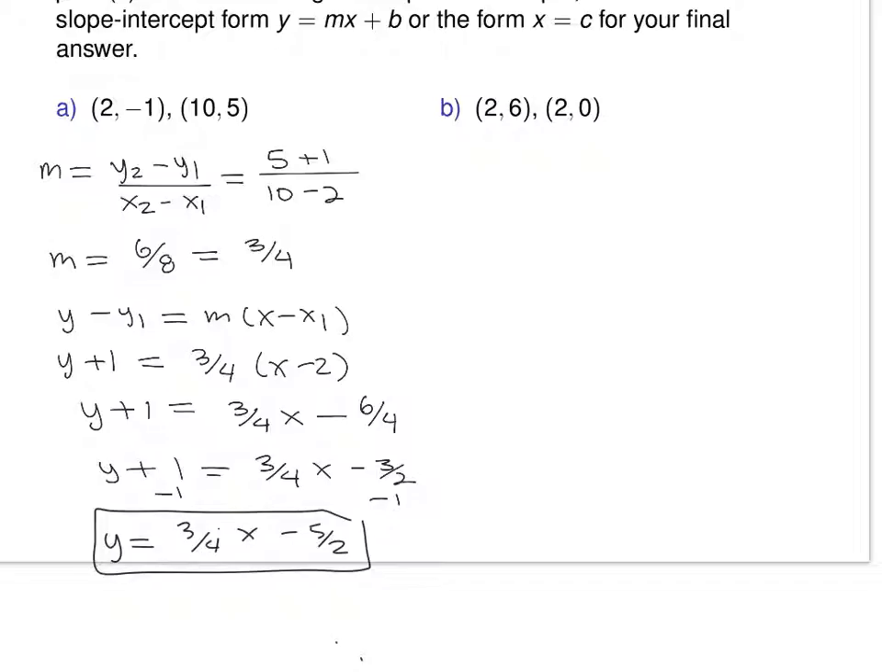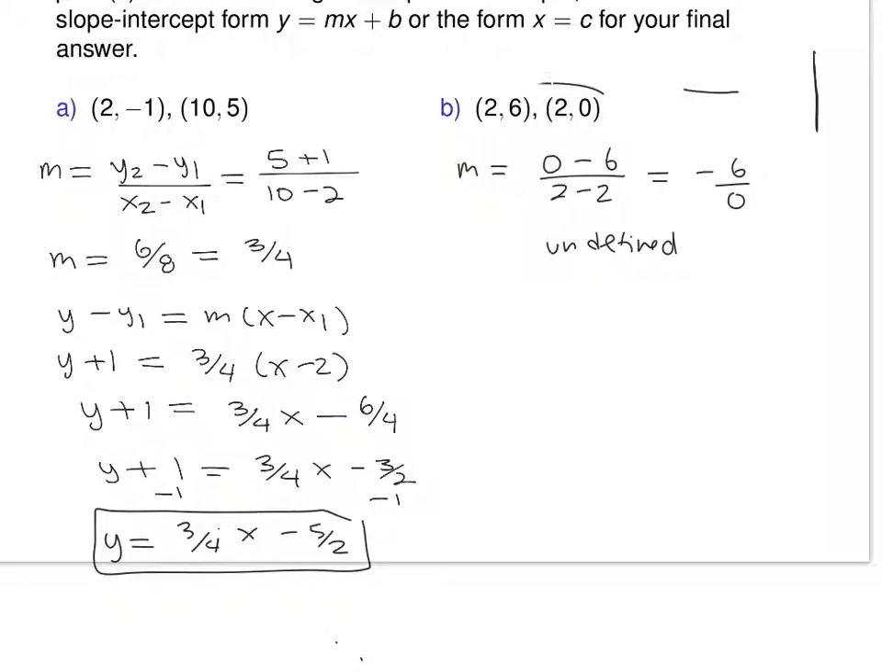Okay, how about part B? So let's find the slope, see what happens. We got 0 minus 6 over 2 minus 2. Negative 6 over 0, right? That's undefined. Everybody agree? So as a picture, is that a vertical line or is it a horizontal line? Is where you gotta think a little bit. It's a vertical line, right?